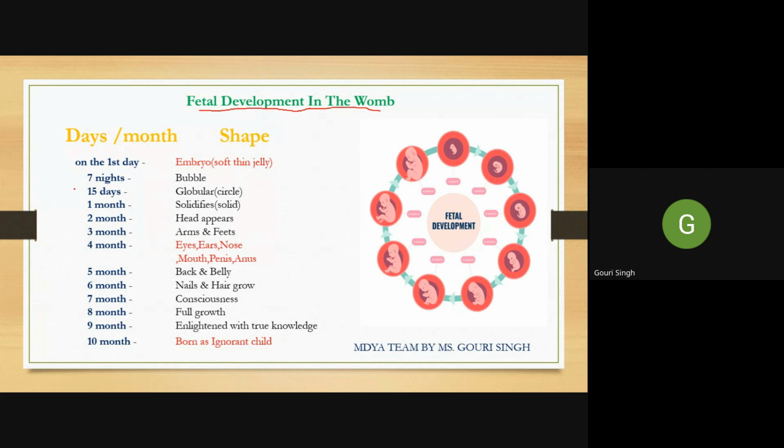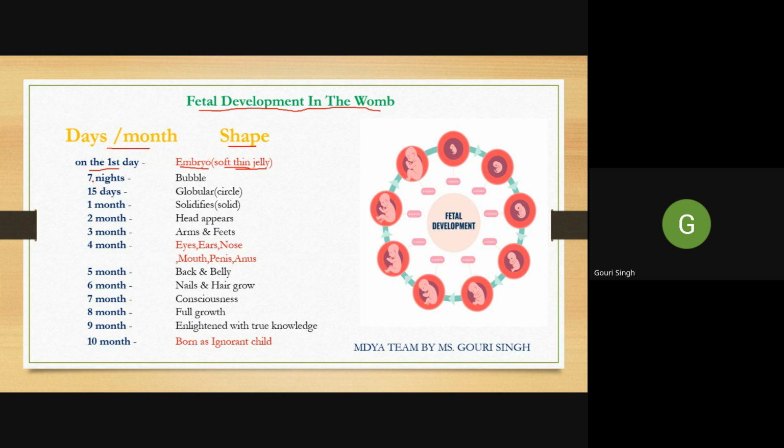Okay. So on the first day, what happens? The months or days are written here, and the shapes, what shape will be created, are also written on the right side. So on the first day, when the male and female come into union, what happens? It creates an embryo, a soft thin jelly. As we know, the semen is also like a soft thin jelly. So on the first day, when a mother conceives a baby, it is in the form of an embryo, a soft thin jelly.